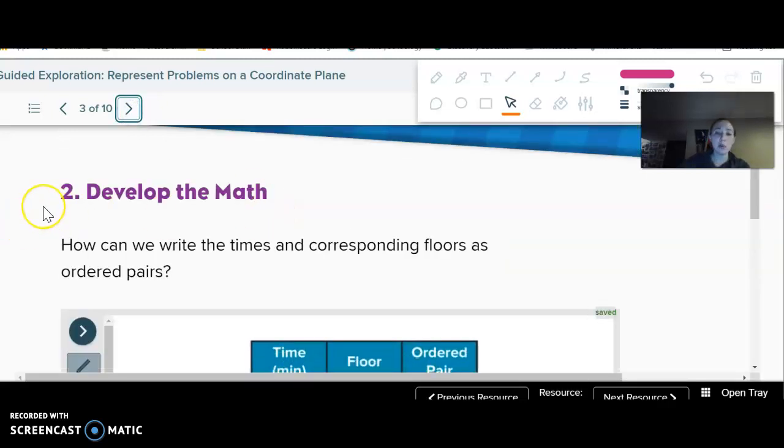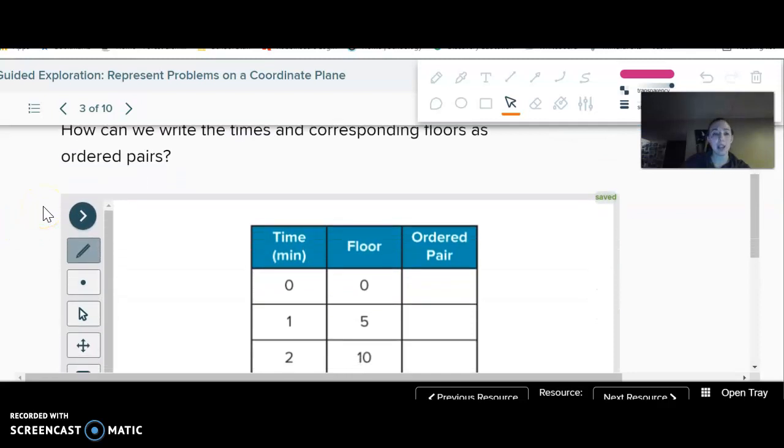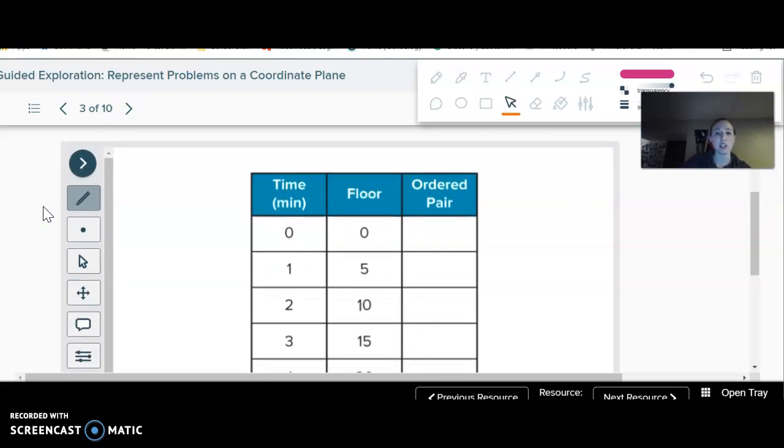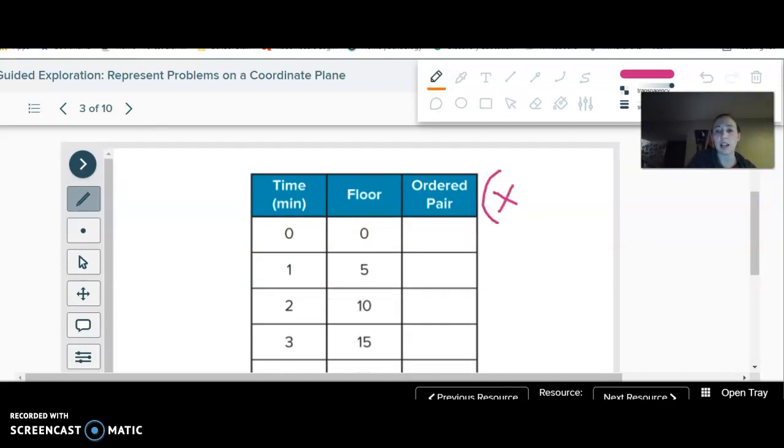So first we can write them as ordered pairs. Now ordered pairs are just the two numbers that I use to graph. So next to the graph, I want you to write X, comma, Y. So on a graph, there's the X-axis and the Y-axis. And the X-axis comes first, and then we have the number on the Y-axis. So in your chart, go ahead and write 0, 0 is our first one.